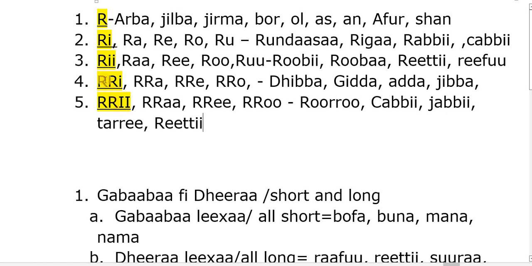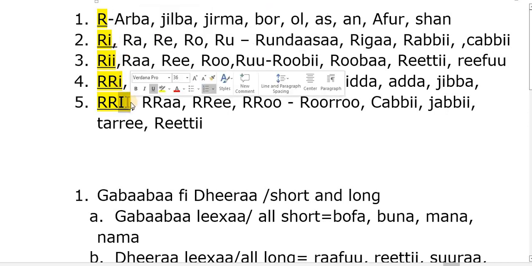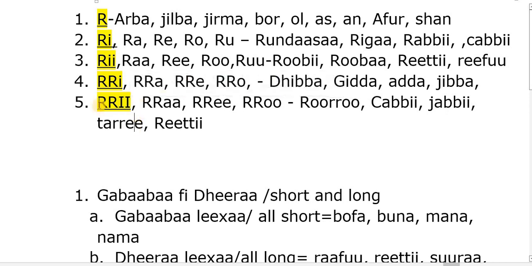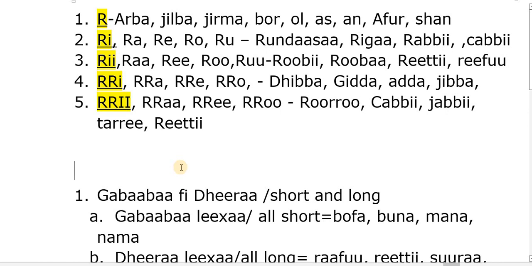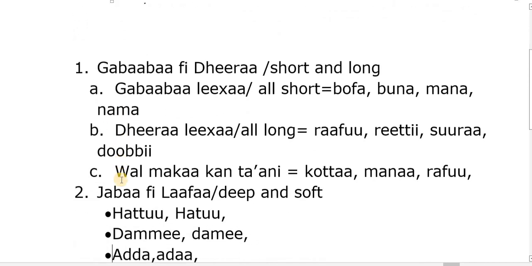Just be aware that long or short is only the time we say the sound, how long we stay on it. And the repetition of the consonant is because of the depth or the strength of the sound we say. Chabbi, jabbi, and so on. We're going to see more examples down there. So 5 basic sounds in Oromo. Based on this, we have these rules, which we have covered also before.